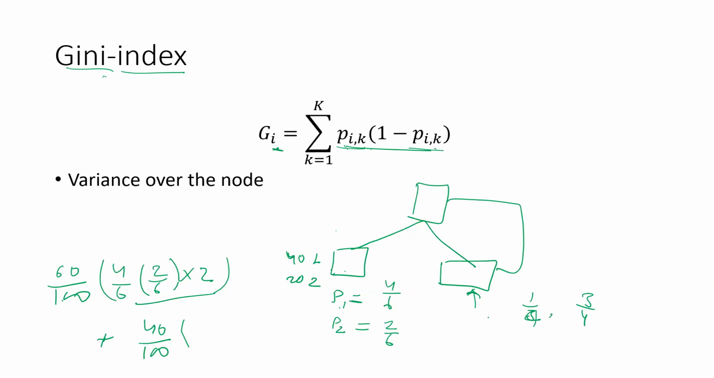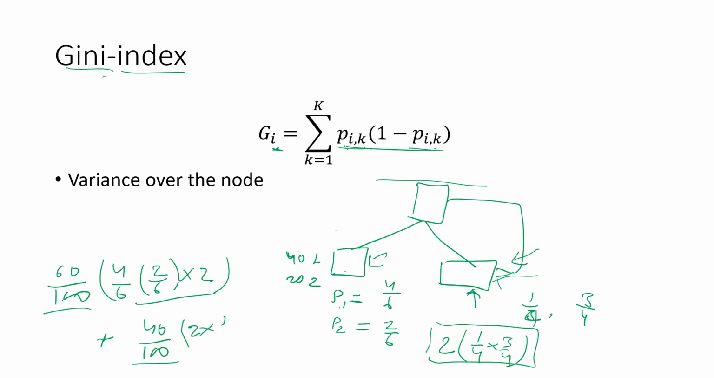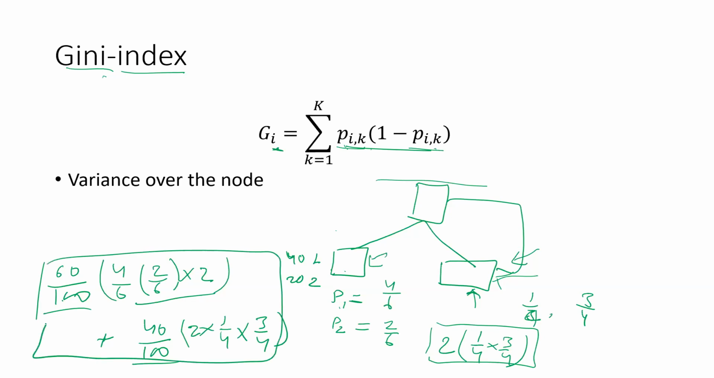So the Gini index of this node is going to be 1/4 times 3/4. If you are asked for the Gini index of this node, then it is simply this. And if you are asked for the Gini index of the entire split, then you have to take the weighted sum of the Gini index of this and of this. Here the weights are the proportions, so it is going to be 2 × 1/4 × 1/4 × 3/4. This is the Gini index of the split.